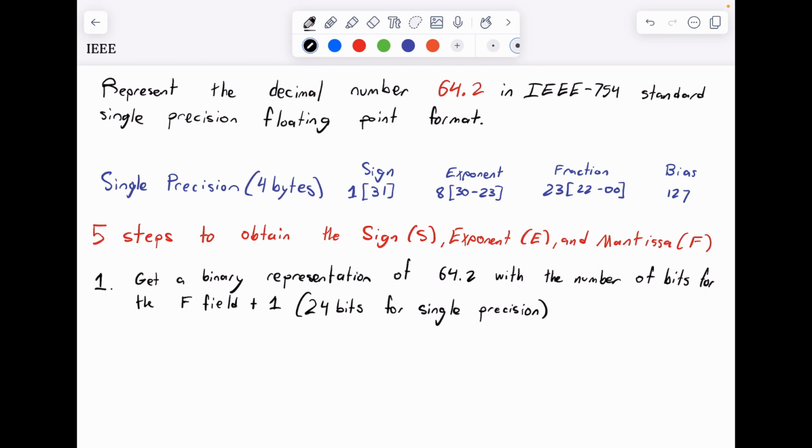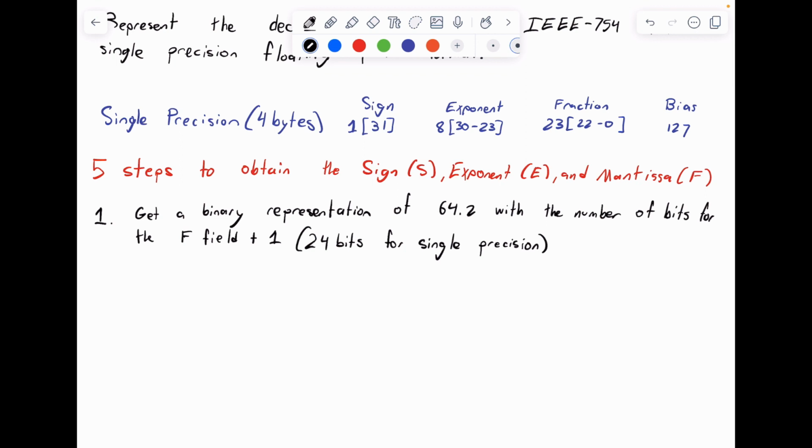The most significant bit is the sign bit, and that is at index 31, followed by the exponent, which is 8 bits at indices 30 through 23, and then the fraction part, which takes up 23 bits at indices 22 to 0. It's also important to note that the bias value is 127 for IEEE 754 standard single precision. So there are 5 steps to obtain the sign, exponent, and mantissa, or F.